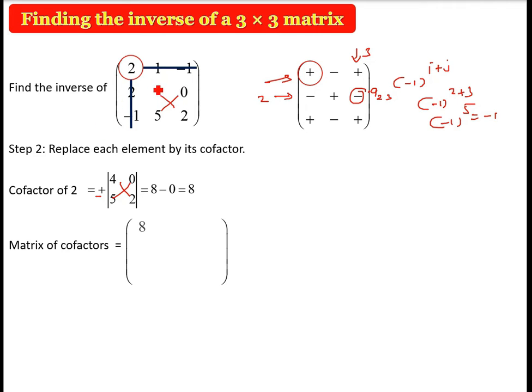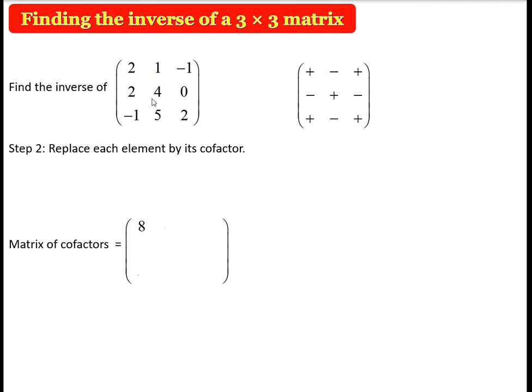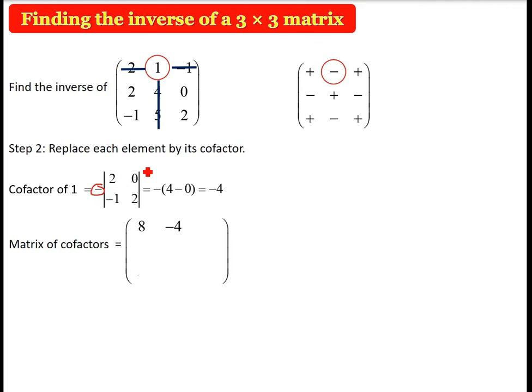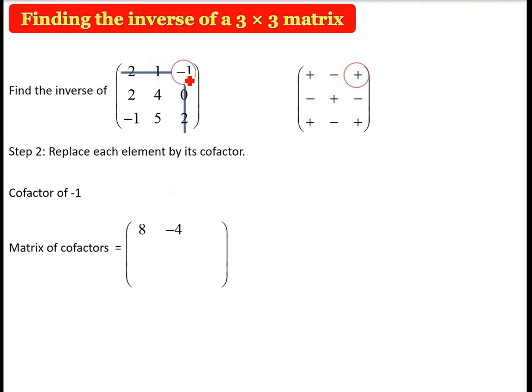So we will do it for every element. For example, we are doing it for 1. So you hide the row and column of 1, and 2, minus 1, 0, 2 will come. And then you know what will be the sign: 2 into 2 minus 1 into 0, and that is going to replace 1. Then for minus 1, what will be the cofactor? 2, 4, minus 1, 5: 2 into 5 minus 1 into 4, and you are going to take the plus sign. And you replace this minus 1 with 14, right? Okay.